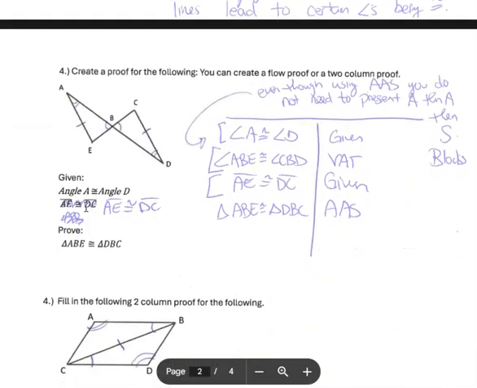Next, number 4, create a proof for the following. You can create a flow proof or a two-column. I'm assuming most people did a two-column proof just because it's a little easier. You have two angles that are congruent, you have vertical angles, and then you have another given, which is AE and DC are congruent. All of those are single-step standalone pieces, so they could be switched up into any order that you wanted. When you look at this, you see that there are two angles, but it's not the side between the two angles that are congruent, it's outside, and that's why it's AAS.